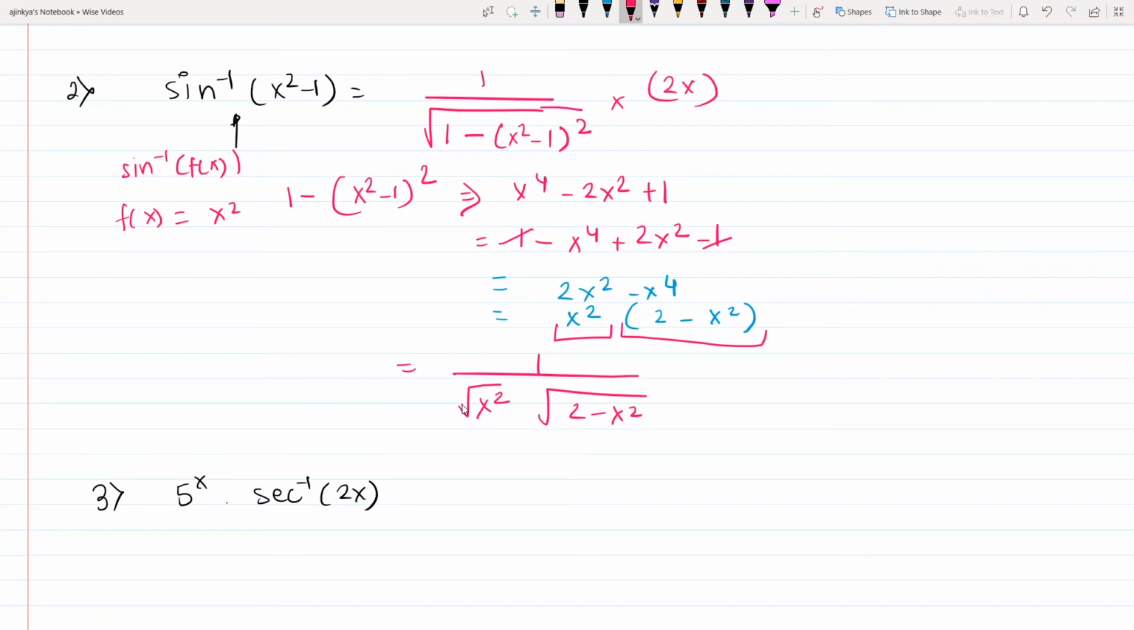So x squared under root is nothing but x, and then you have 2x over here. So you can clearly see that this x and this x will get cancelled, and the final answer will be 2 upon root of 2 minus x squared.